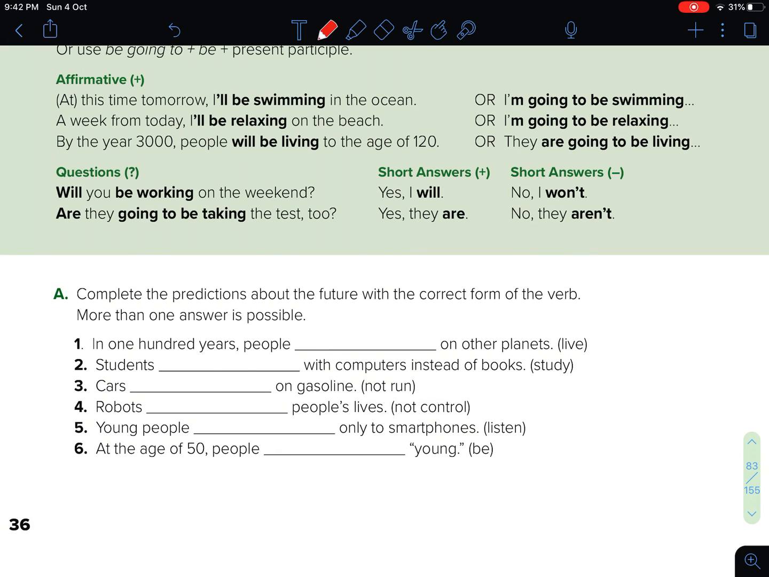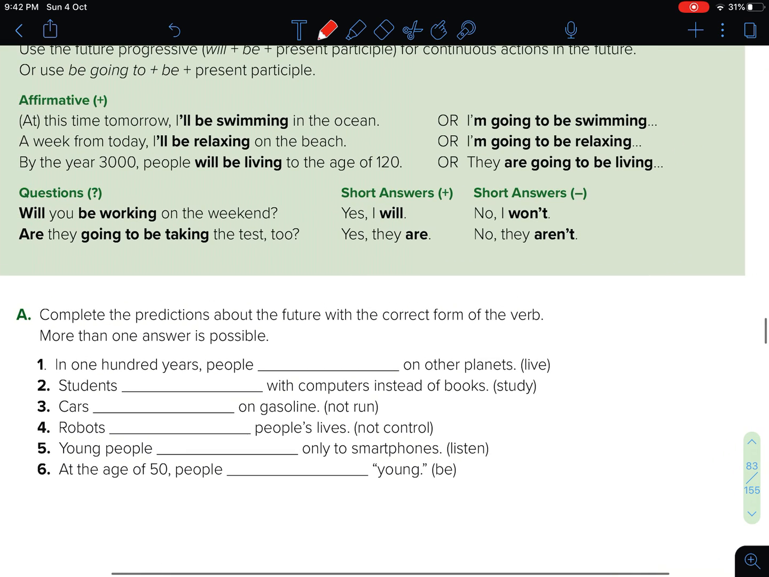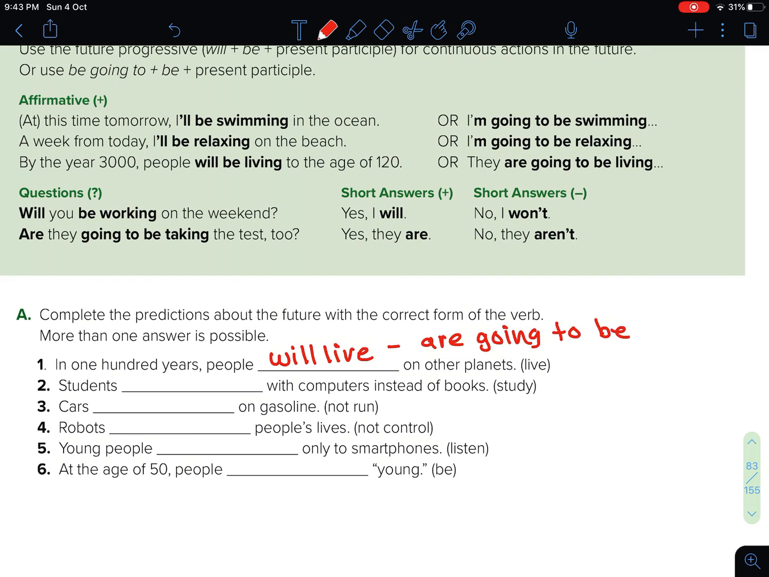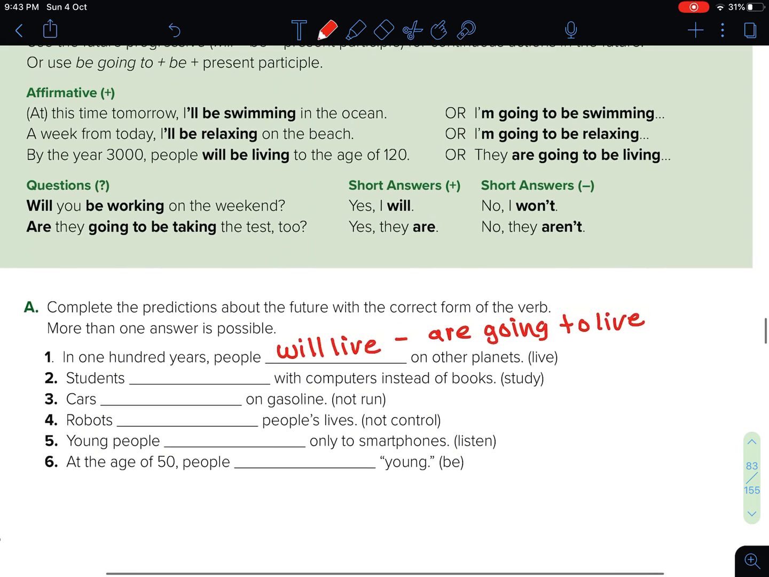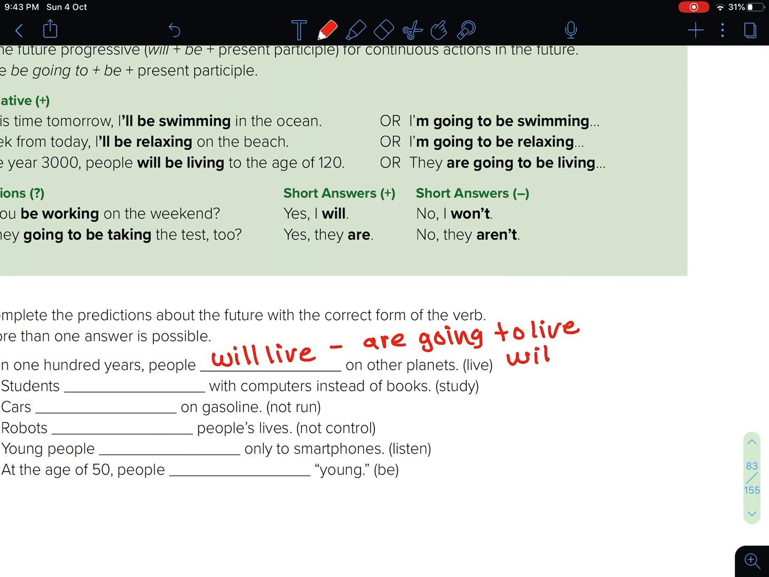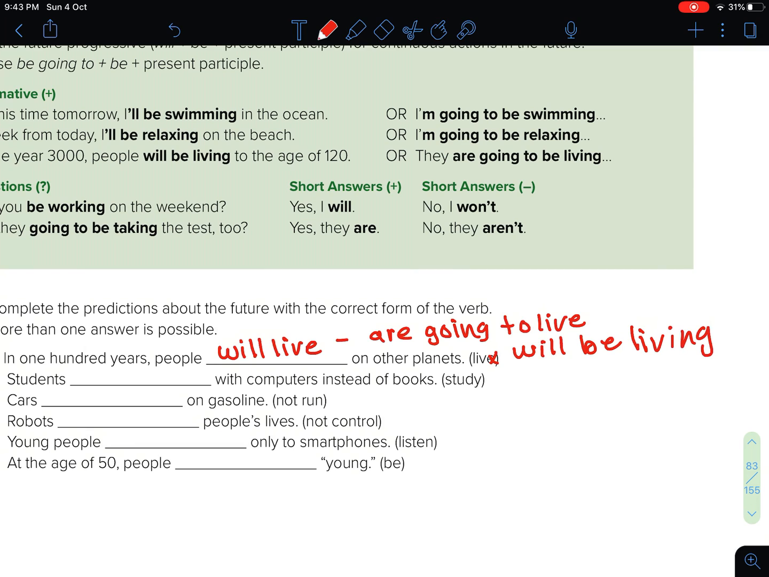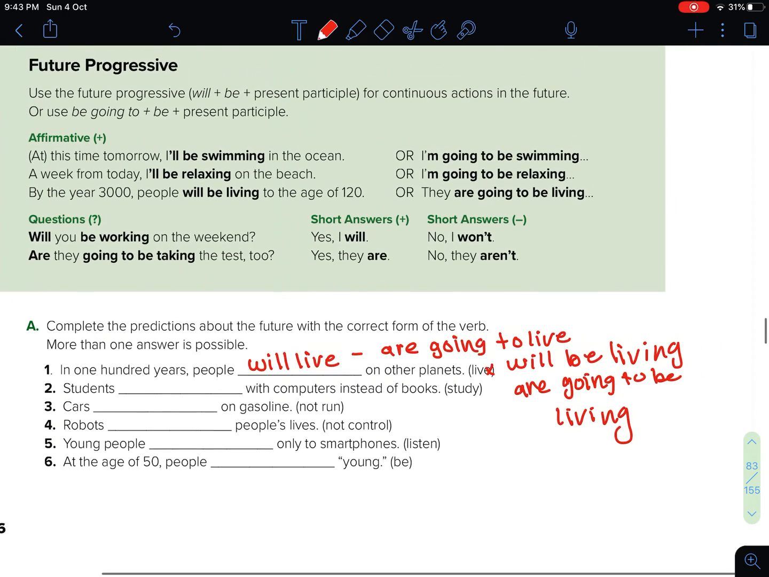Now, in 100 years people on other planets. Here we are making a prediction, so you can say will live, or, because people is plural, are going to live. Or I can use the future progressive as well: will be living. Of course, notice that when I add ing to a verb ending in e, I drop the e. So it will be living, or are going to be living as well. Okay, so more than one form is acceptable and accurate. You do the same with the rest, but depending on the meaning.